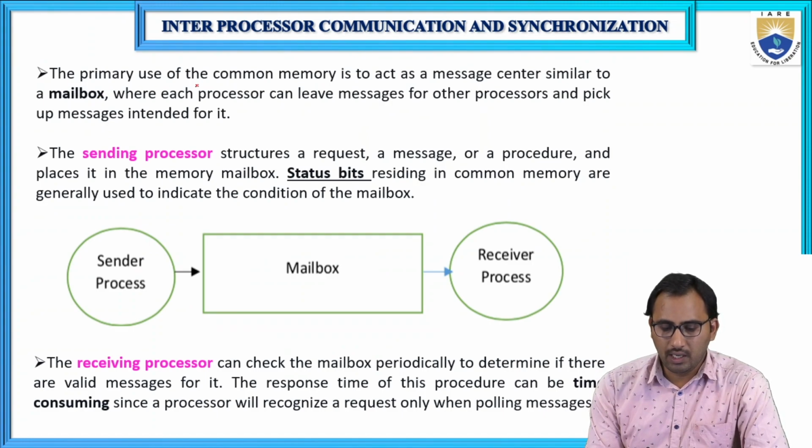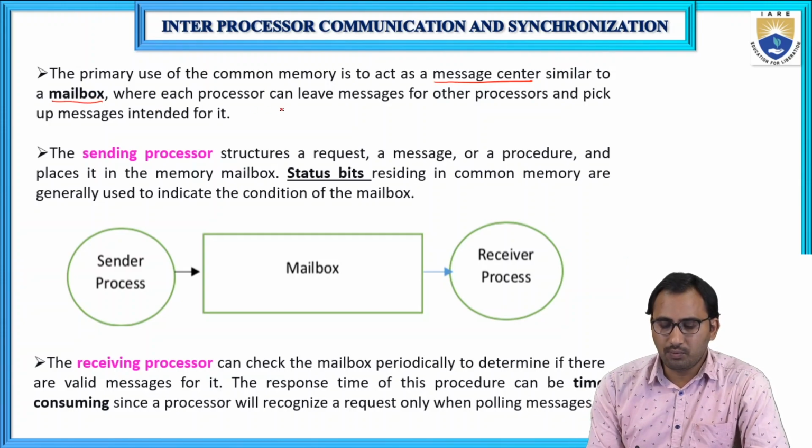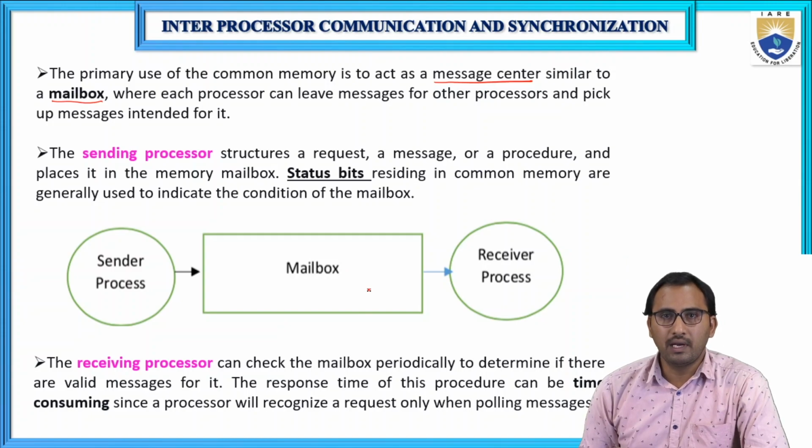The primary use of the common memory is to act as a message center. This shared memory can act as a message center. It is similar to a mailbox, where each processor can leave messages for other processors and pick up messages intended for it. Here you can see a mailbox, because the shared memory is similar to a mailbox.